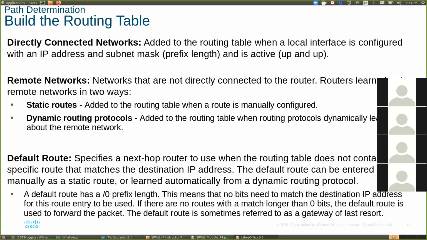Dynamic routes are added to the routing table by using routing protocols. You will see the different routing protocols here. You also have the default route, which you will see is also manually configured.